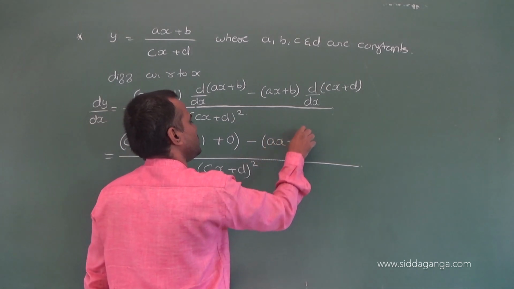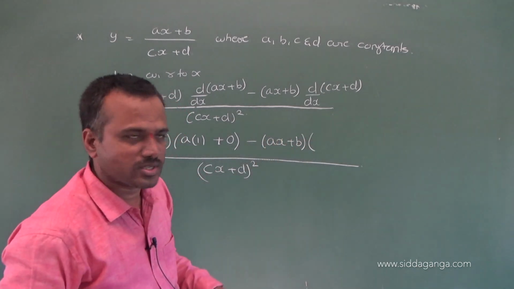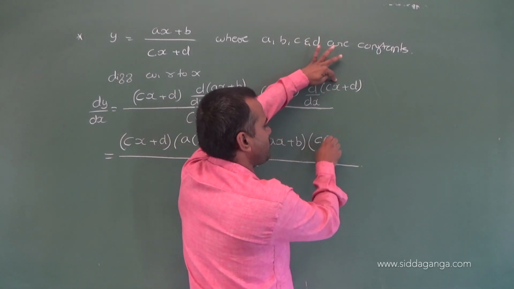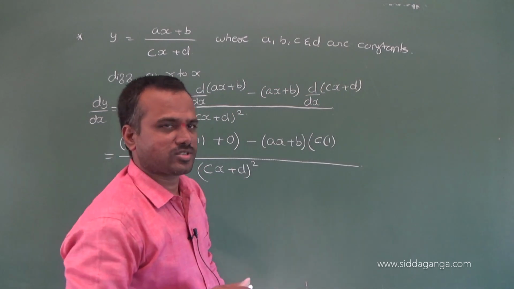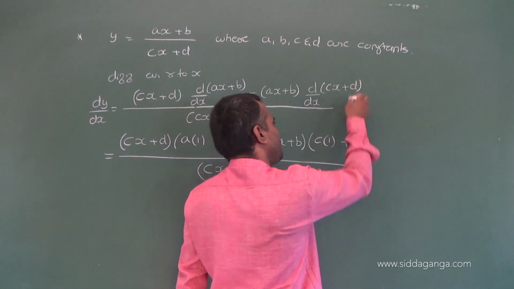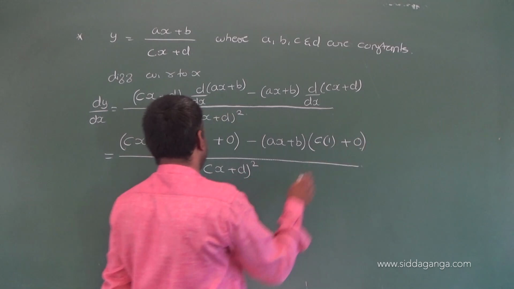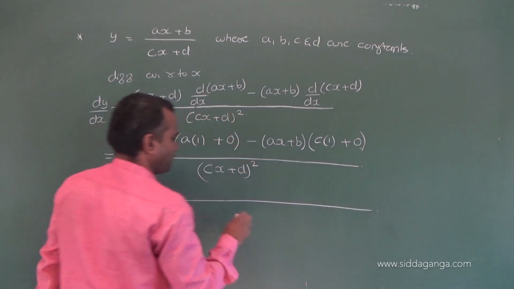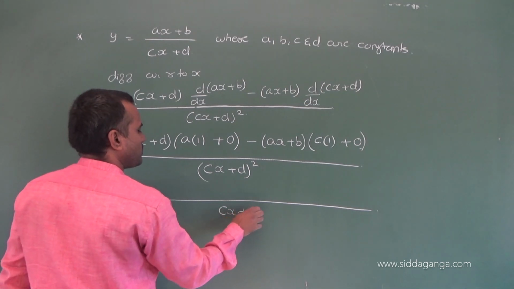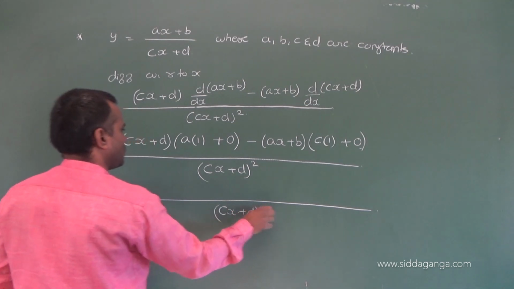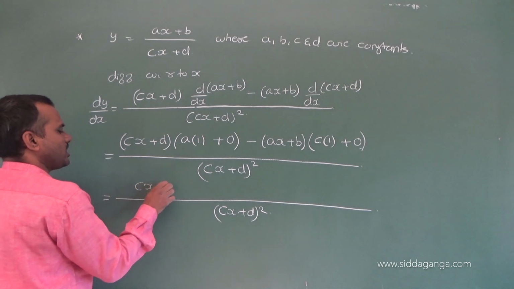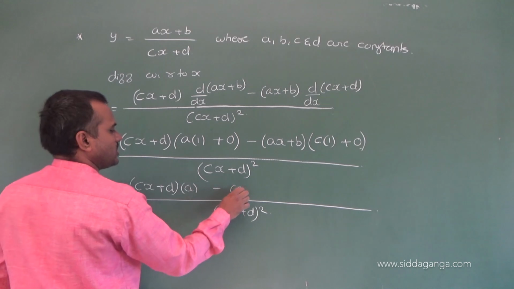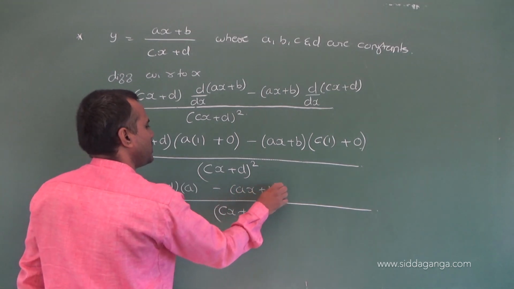Ax plus b into, same concept. Derivative of constant into function, we write the constant as it is. Derivative of x is 1, plus derivative of d, constant, it is 0. So, cx plus d whole square, cx plus d into a, minus ax plus b into c.